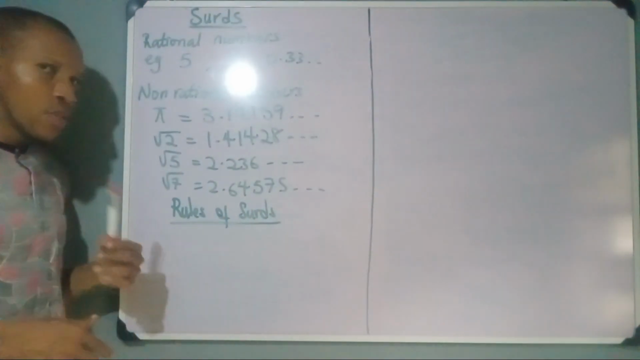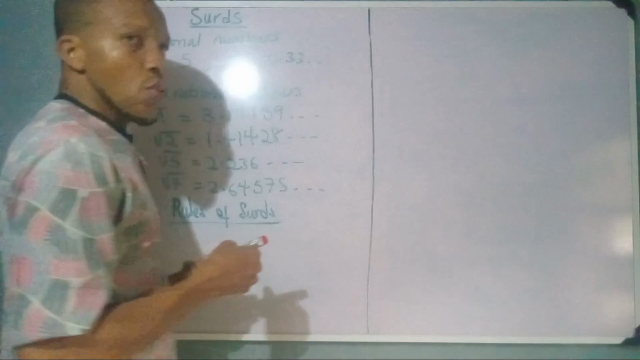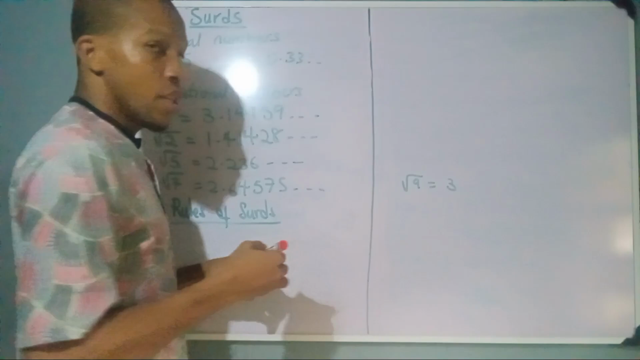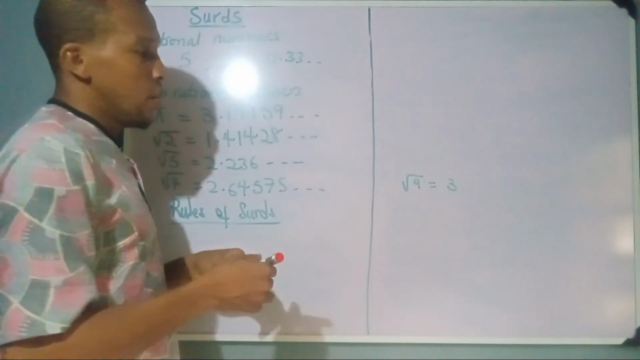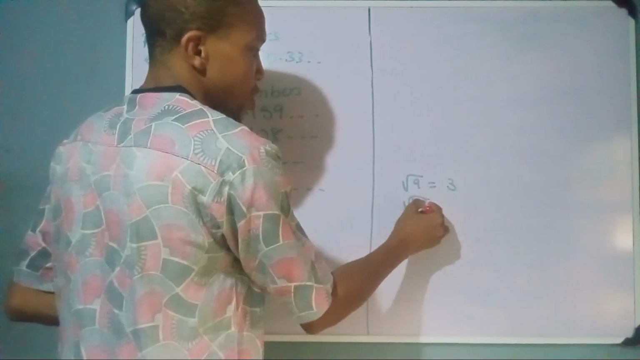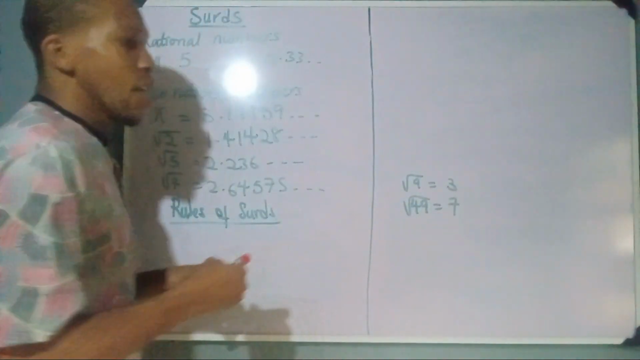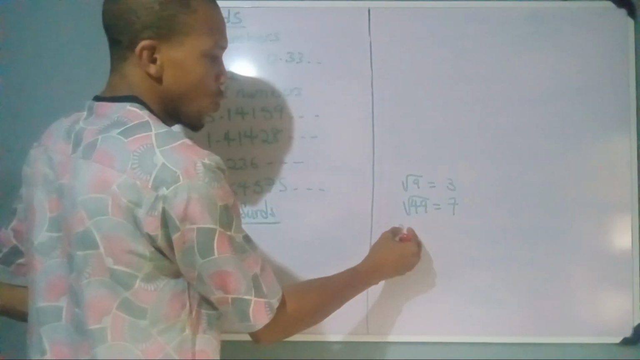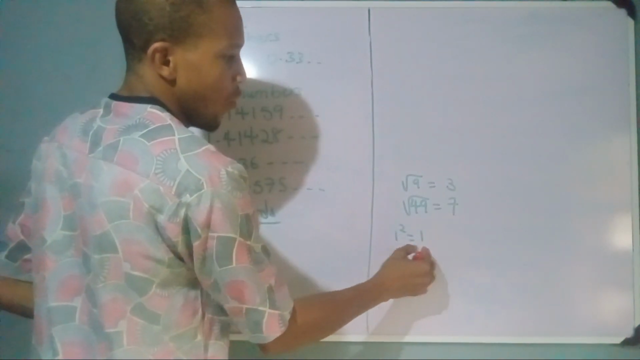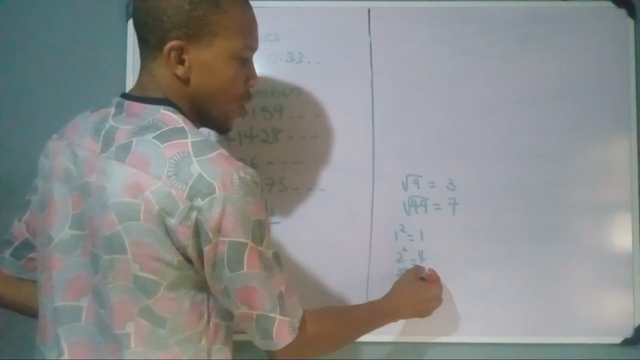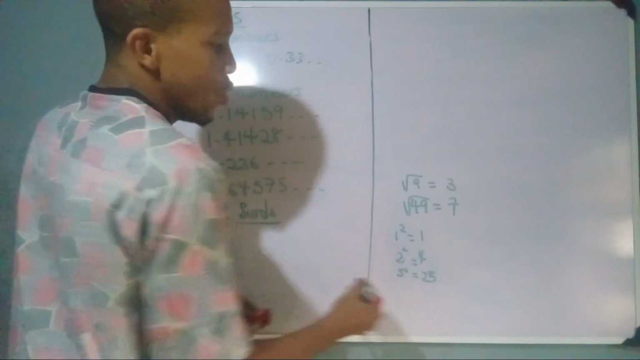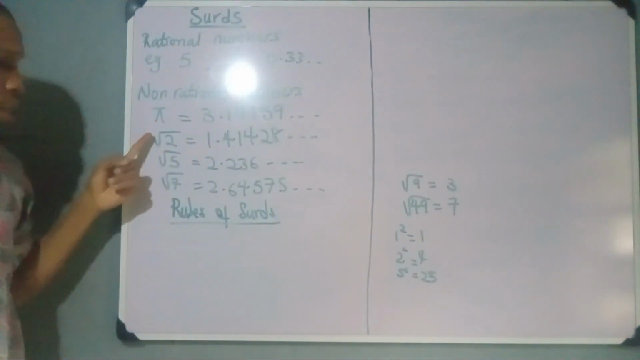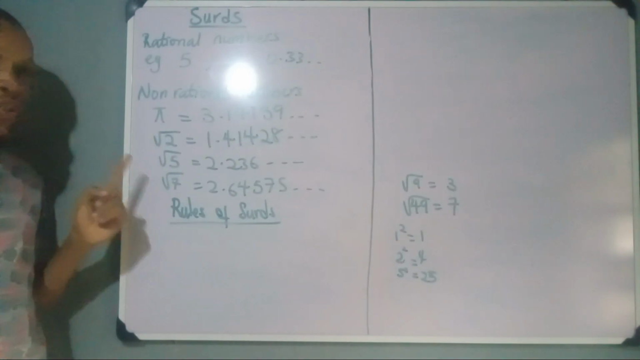Now, in summary, I need you to remember this. All perfect squares are not surds. So root 9 is equal to 3. In this case, I'm just taking 3, you know, it's plus 3 or minus 3. Now, root 49 is equal to 7. So these are perfect squares. They are not surds. So whenever you say something like 1 squared, 1, 2 squared, 4, 5 squared, 25, the square roots of these perfect squares are not surds. The numbers that are surds are square roots of numbers that are not perfect squares.